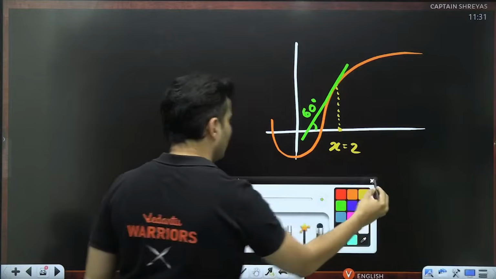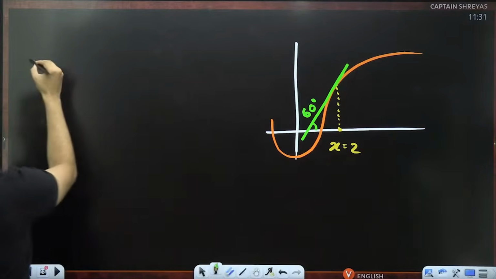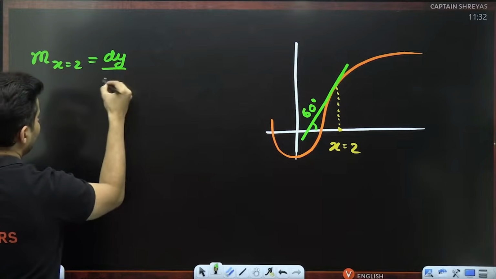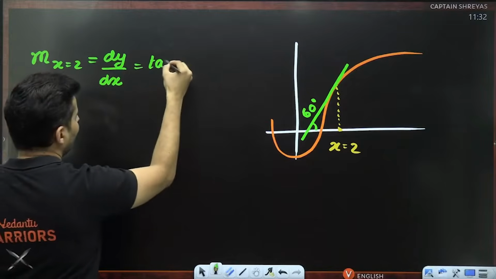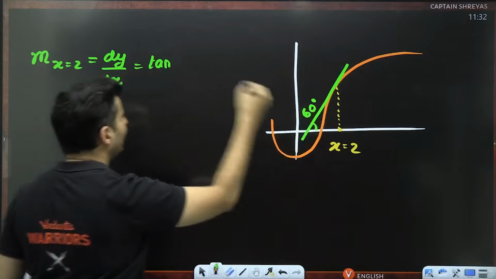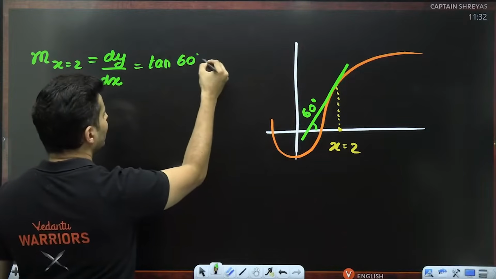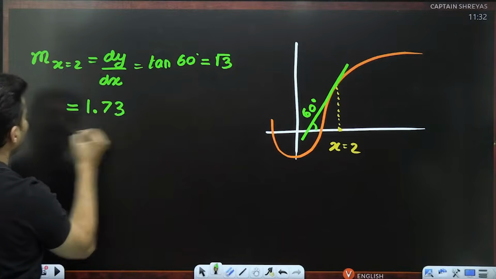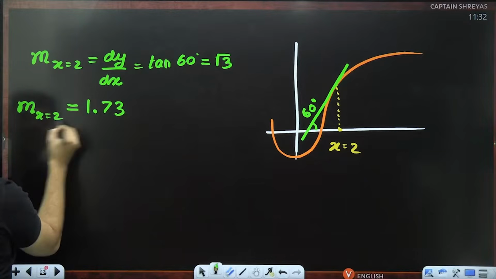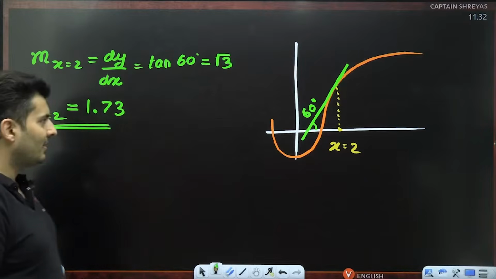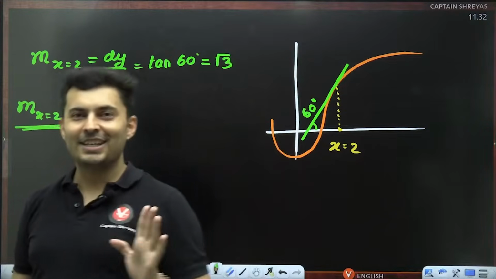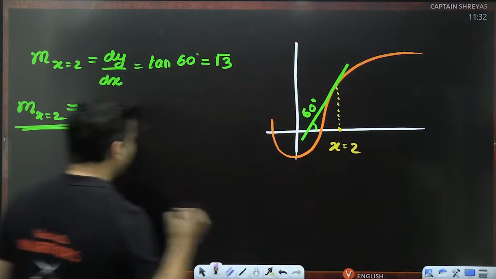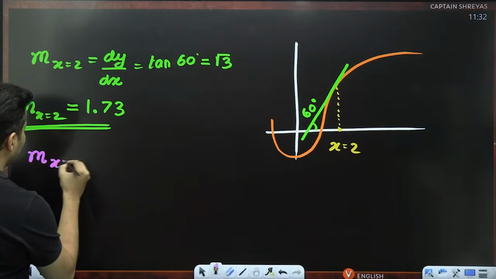So my dear warriors, if I ask you, what is the slope at x is equal to 2, which is basically dy by dx? I don't know dy or dx, but I know the tan of the angle made by the tangent. So tan of 60 degrees, tan 60 is nothing but root 3. So hence the slope will be approximately 1.73. So that is the slope at x is equal to 2. We got this answer by drawing the tangent. Interesting, isn't it?